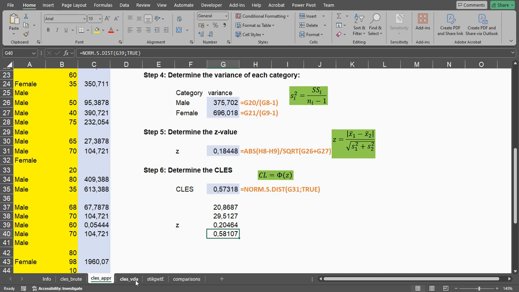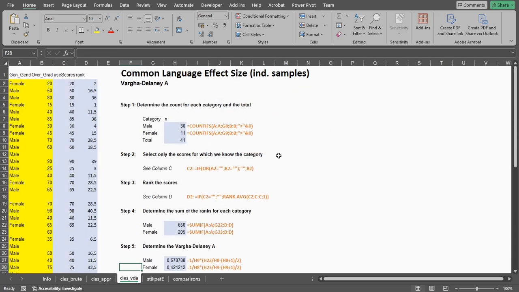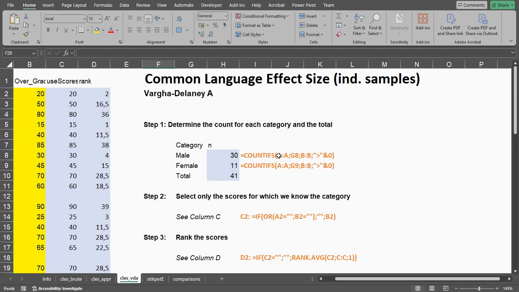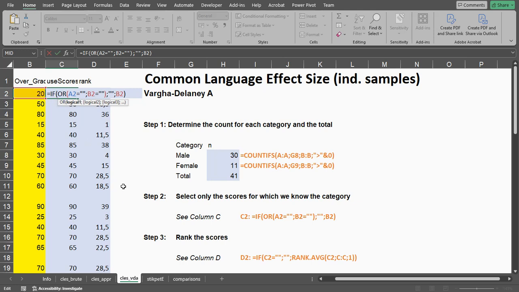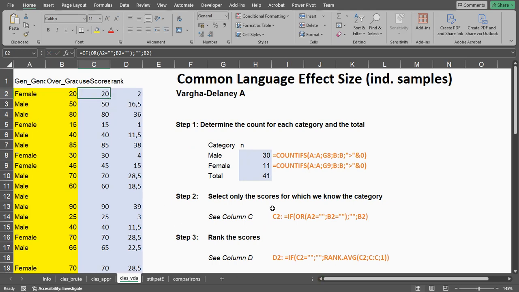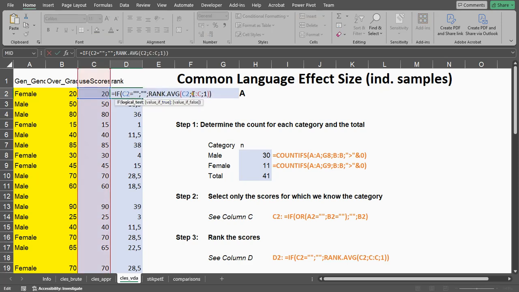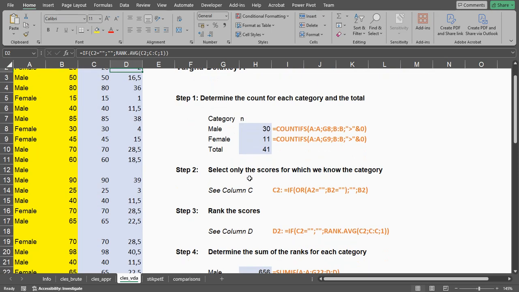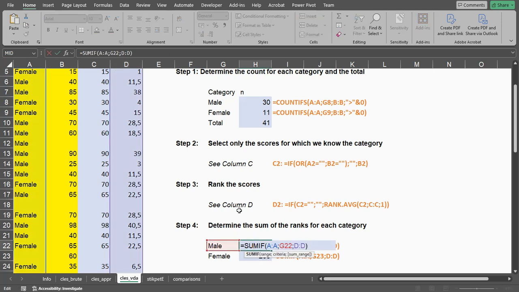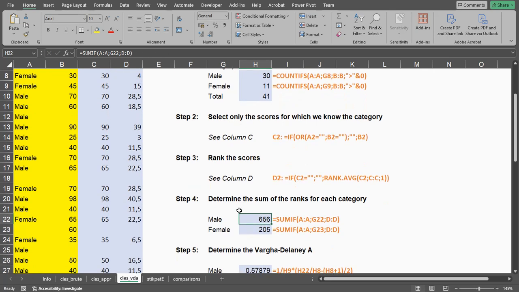Then there's also another method to calculate this using the Vargha-Delaney A. It starts off the same way with the counts. We only select the scores for which we know the category, so that's what's being done over here. We're only selecting if we actually know which category it's in. Let me also show A. We're going to rank those scores, so here I'm going to use the RANK.AVG function, and we determine the sum of those ranks by using the SUMIF for each category.